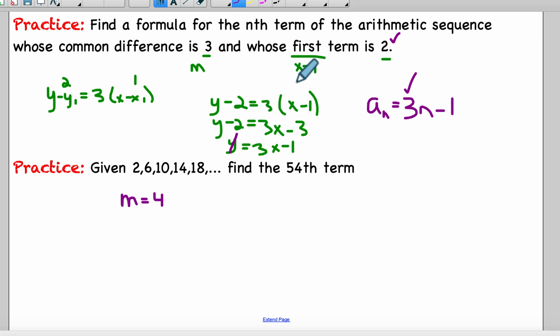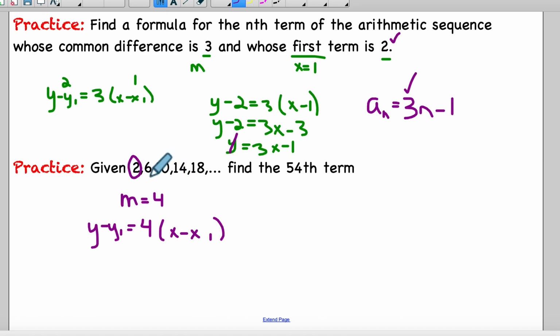Well, in the last one, it said the first term is 2, so I plugged in 1 and 2 into my formula. This one, it gives me a whole bunch of them, right? So I can just pick any one that I want. I'll just say that the first term is 2, right? So all that means is if I have my formula y minus y sub 1 equals m, which I know is 4, and then x minus x sub 1, I have a whole bunch of stuff I can choose from.